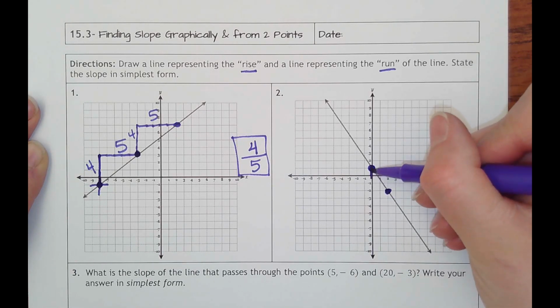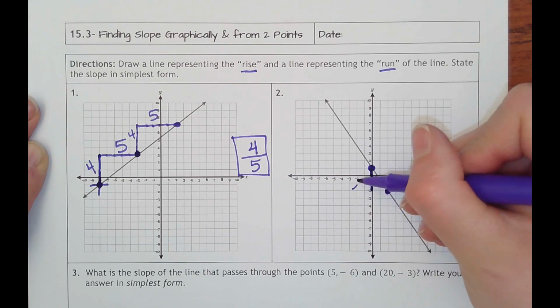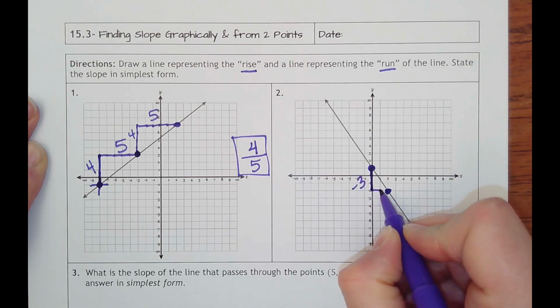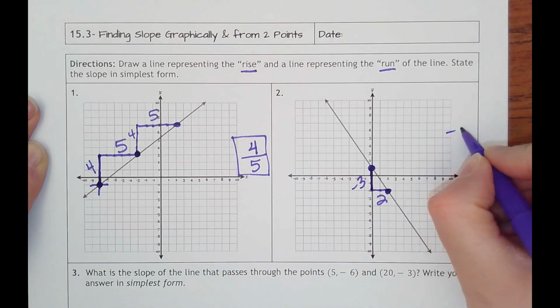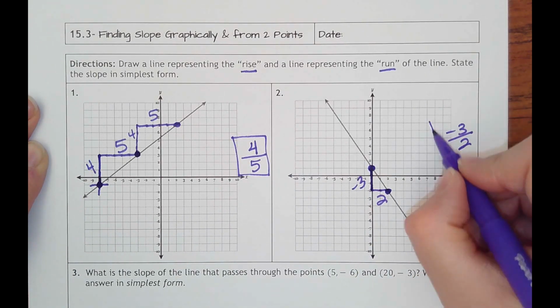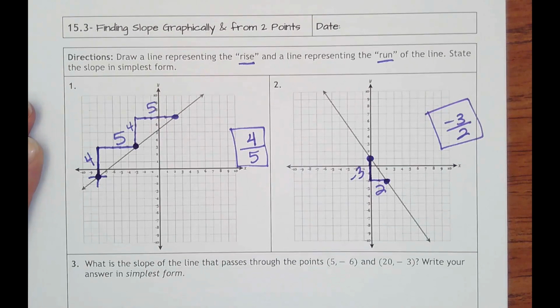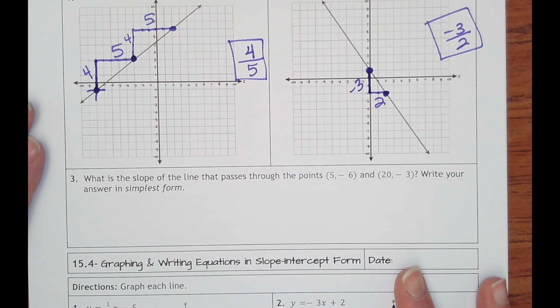So I'm going to count down this time. 1, 2, 3. So that would be a negative, and then I'm going to go right 2. Going right is a positive distance. So I went down 3, right 2. That's my slope. You never want to make it a mixed fraction. You just keep it improper.